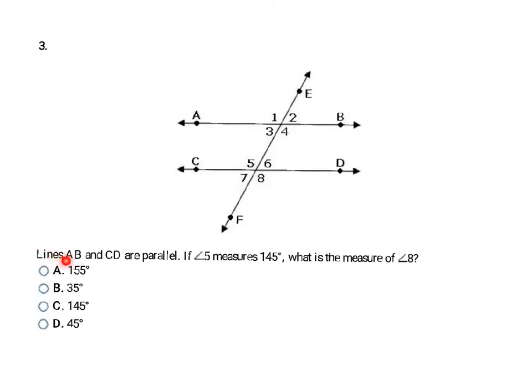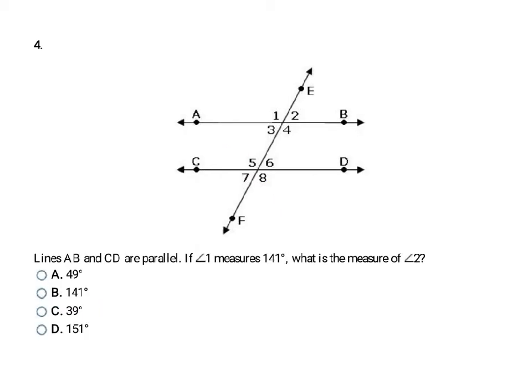This problem here says that lines AB and CD are parallel. If angle 5 measures 145 degrees, and so I am going to write that in, so I would recommend that you copy this picture down so that you can write it in also. So it's going to be 145 degrees there. What is the measurement of angle 8? Well, angle 8 is opposite angle 5, so these are vertical angles, and I know vertical angles are congruent, so angle 8 is also going to be 145 degrees, which is answer C.